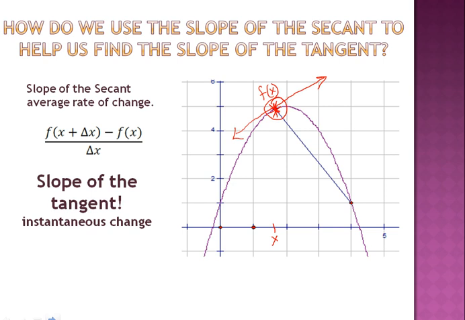Now, we've been studying limits. So what if we said our delta x is getting so close to our x that our delta x is approaching 0? Couldn't we take the limit of our slope formula, and then that would be the rate of change at exactly the point that we want?